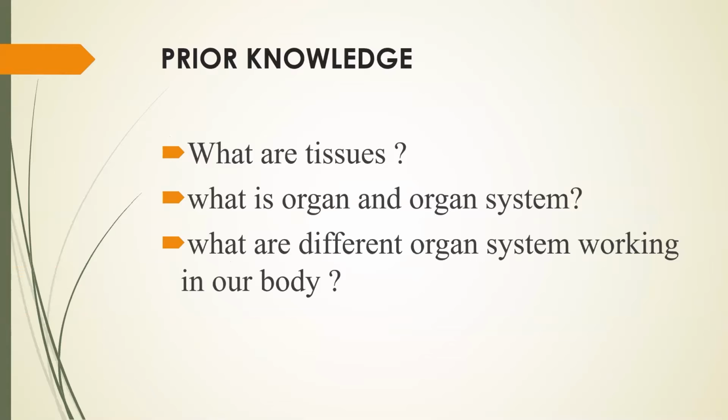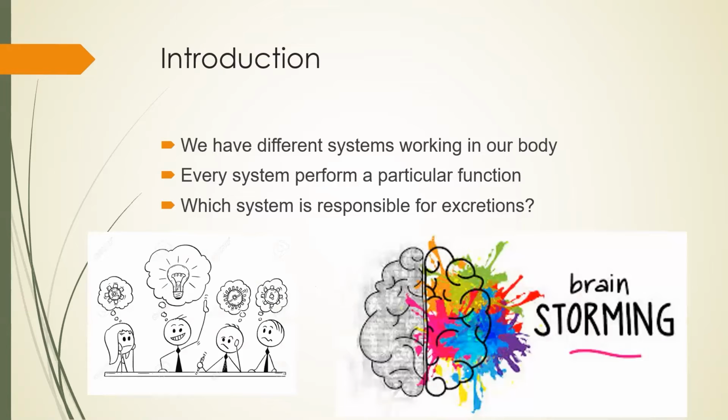For engagement of students and to check their previous knowledge, some questions will be asked: What are tissues? What is an organ and organ system? What are the different organ systems that are working in the human body? As we all know, there are different systems working in the human body, for example, respiratory system, circulatory system, nervous system, digestive system, excretory system, and reproductive system.